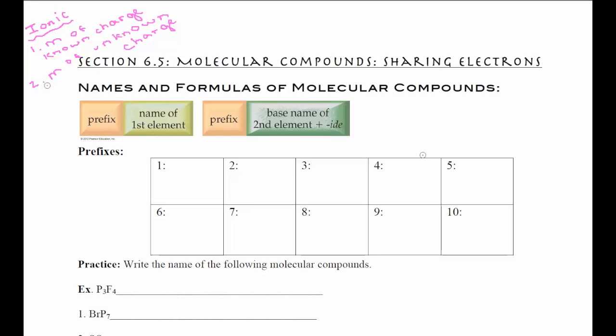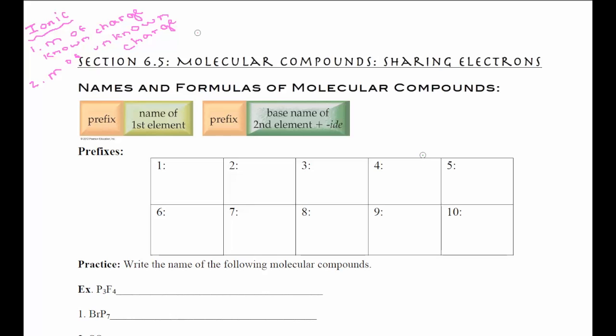For metals of unknown charge, we do have to include the charge of the metal, and we do that by writing a Roman numeral behind the metal. By just looking at the periodic table, you cannot tell the charge of a metal of unknown charge, so we have to include it in the name. That's for writing the name of ionic compounds. When writing the formula, all we did was cross the charges of the metal and the nonmetal, or the metal and the polyatomic ion, because we want the ionic compound to have no charge.